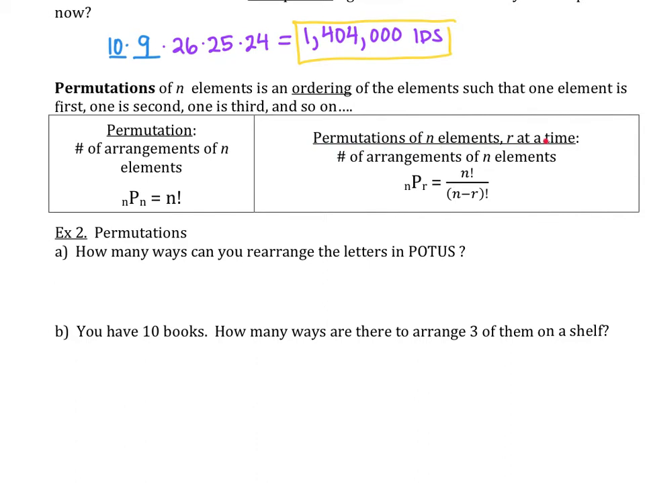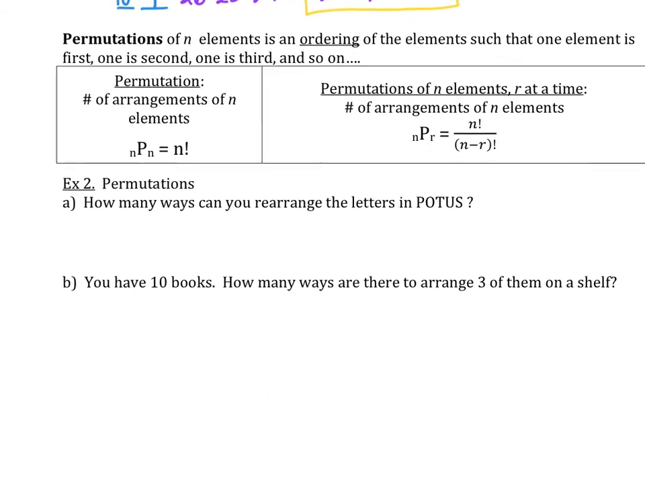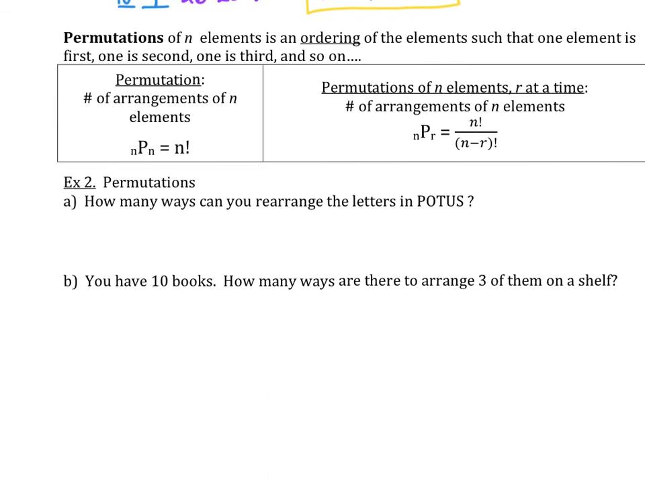Sometimes you want to rearrange n elements, but only r at a time. For example, maybe I have 10 items, but I only want to place 3 of them into spots. So I would say I'm permuting 10 items 3 at a time, and this would be the formula I will use. I will show it to you in a second in example 2. For example 2a, it says how many ways can you rearrange the letters in POTUS? I'm going to show you 2 ways to do it: one using permutations and one using the fundamental counting principle.